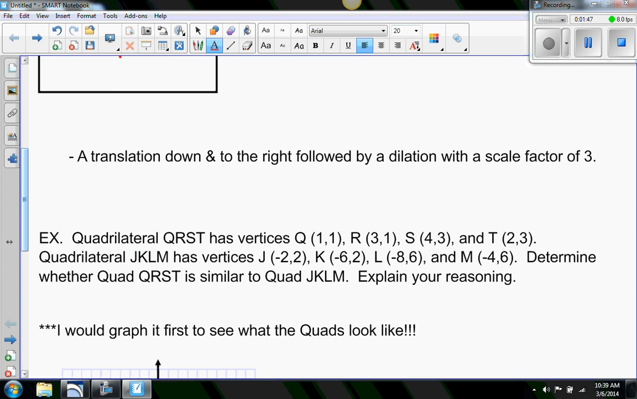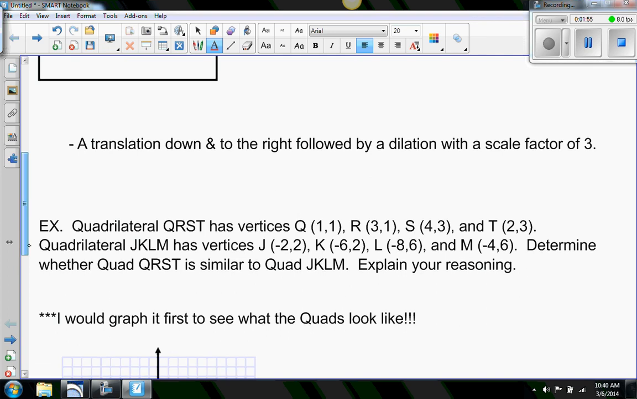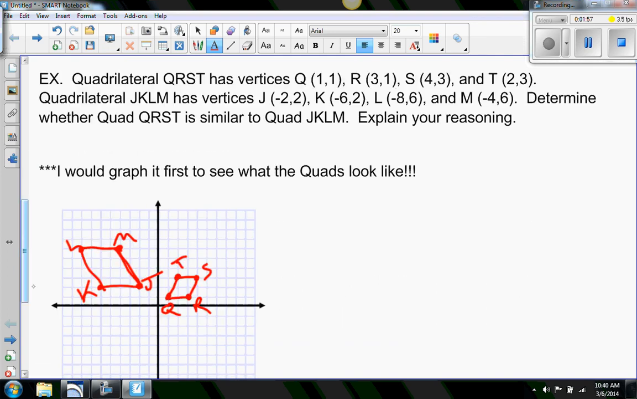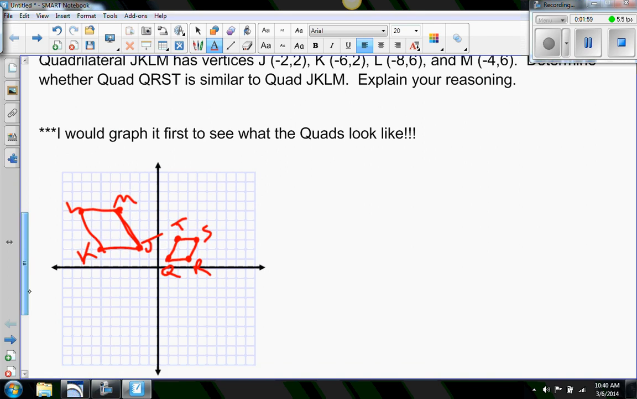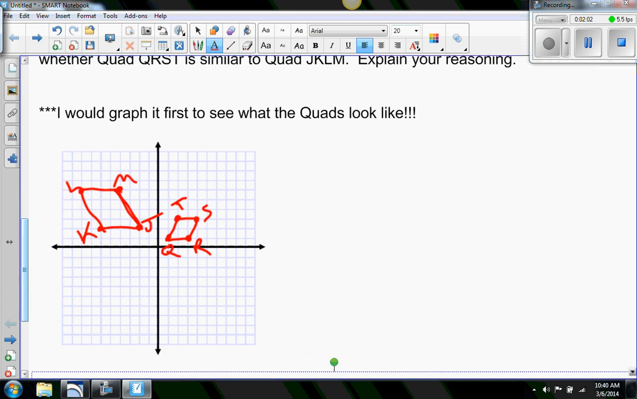Well, just looking at that as the question, I wouldn't have any idea how to start. I would have to graph it first. And so that's what I did. I graphed it so that I could look at it and see what I thought was happening. So in order to be similar, you have to be able to map it on top of the other one, right? A sequence of transformations, which is what we've been doing the last few days.